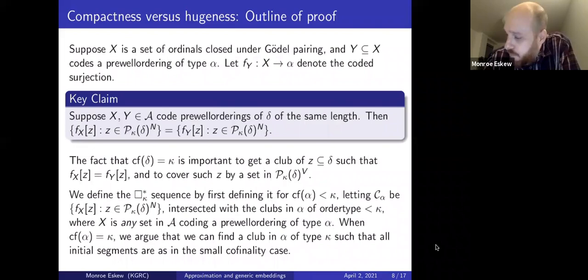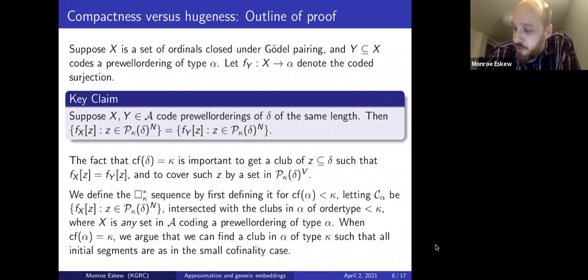So I need to introduce a notation. Suppose X is a set of ordinals closed under the good old pairing function, and Y is a subset of X that codes a pre-well ordering of type some ordinal alpha. Hopefully we remember pre-well orderings. Just for this kind of situation, write F sub Y to be the coded surjection.